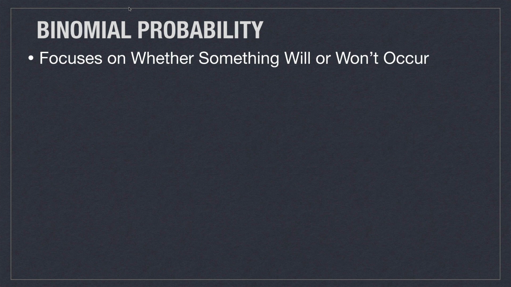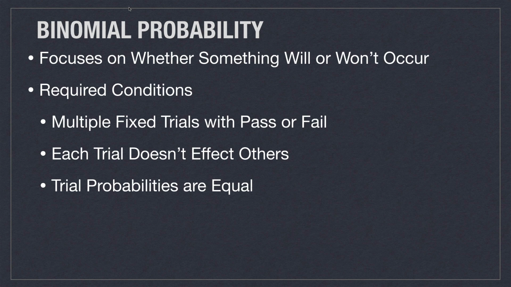And it mainly is going to focus on whether we will or won't have a successful event. There are, however, conditions if you want to use this formula. First off, you must have multiple fixed trials with an outcome of pass or fail. The outcome of each trial can't affect any of the other trials. And then finally, the probability for each trial must be equal.